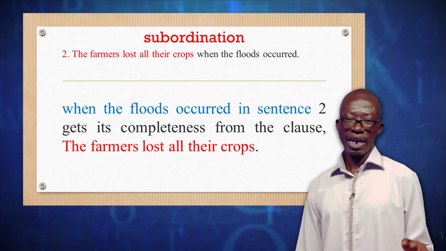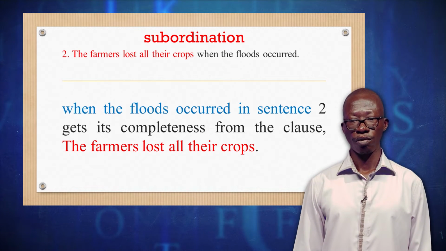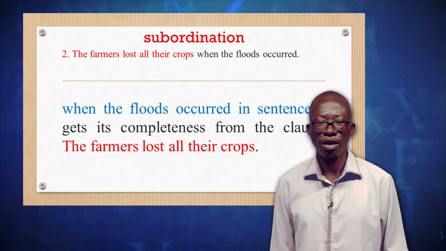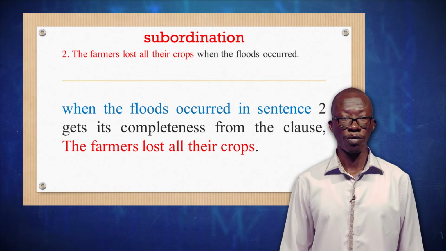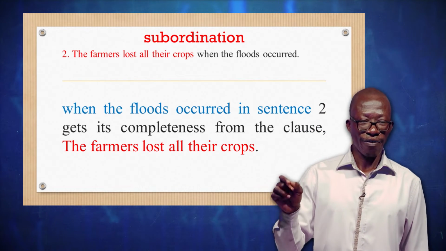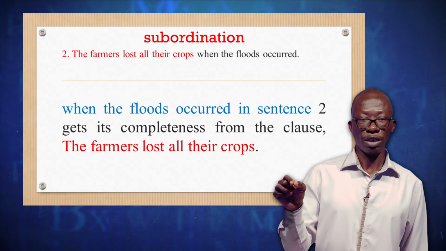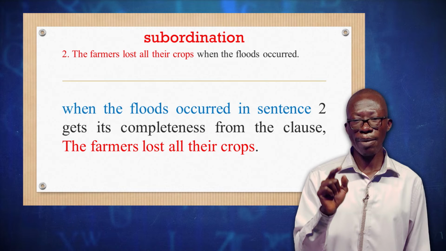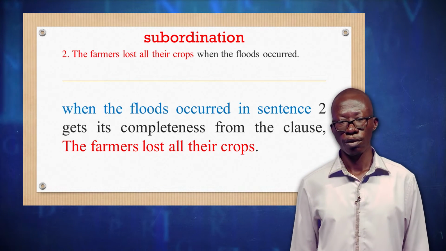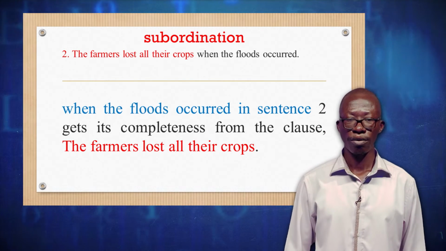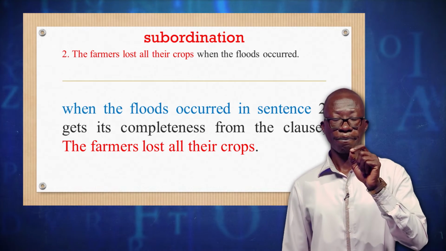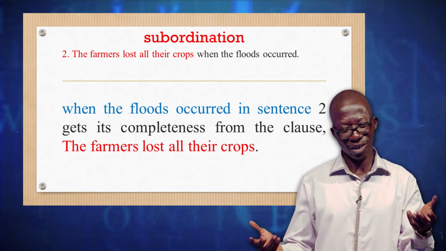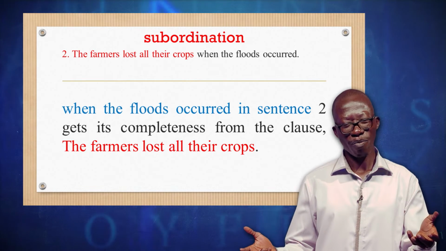Now, when the floods occurred in sentence 2, we are saying it gets its completeness from the clause the farmer lost all their crops. Is that true? When the floods occurred, that clause in sentence 2, gets its completeness from the clause the farmers lost all their crops. Now, when we take when the floods occurred, it doesn't give sense on its own. It doesn't give complete meaning on its own.